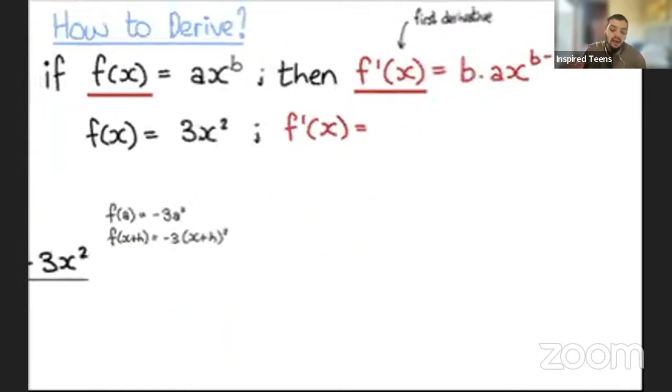Now let's talk about deriving without using first principles, just basic deriving on a term. So it says here, if f of x is equal to ax to the power b, we're looking on the first line.